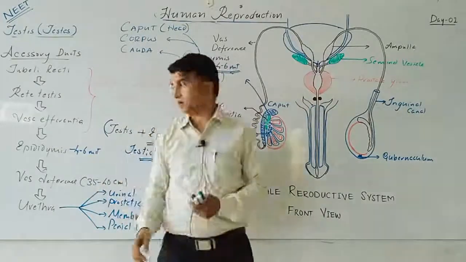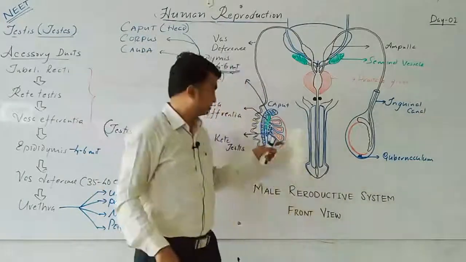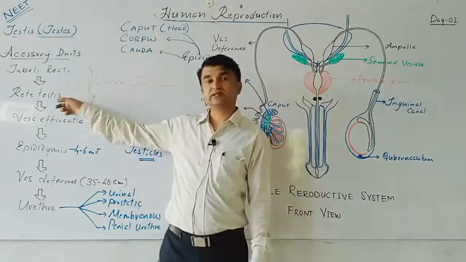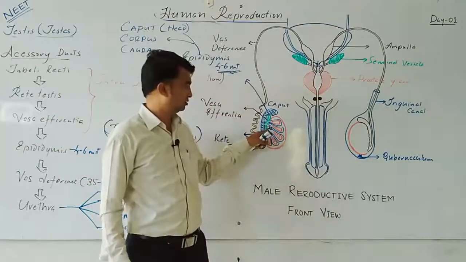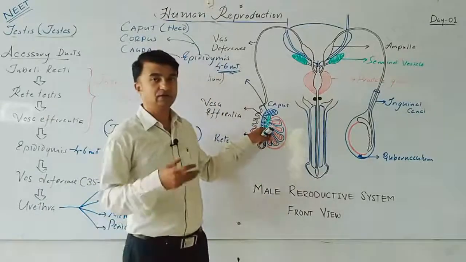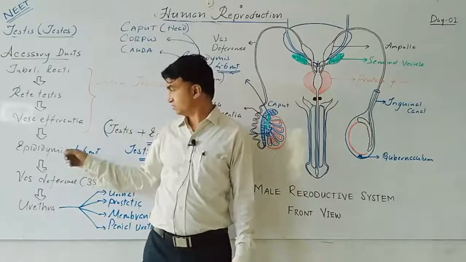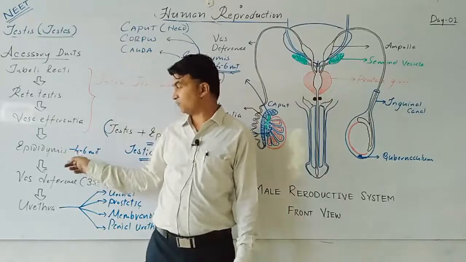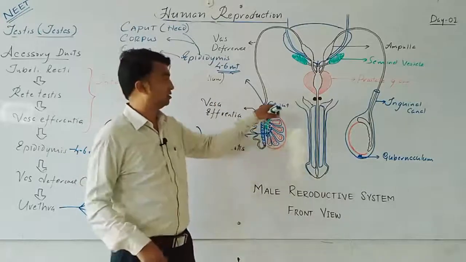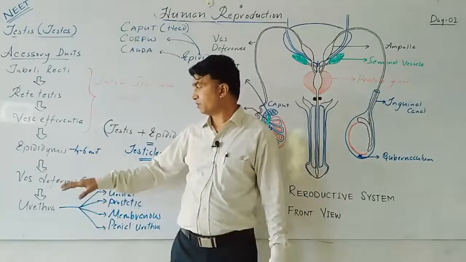So ultimately, when you take the accessory ducts, the tubuli recti are the part of the seminiferous tubule which are straight in nature. The rete testis is a highly irregular structure. The vasa efferentia are the structures which leave the testis and open into the epididymis. The epididymis is the longest part, almost 4 to 5 meters. Again, it is divided into caput, corpus, and cauda epididymis. The epididymis opens into the vas deferens.